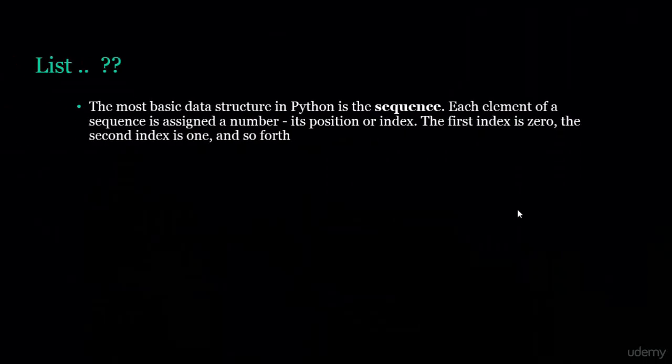What's a list? The most basic data structure in Python is a sequence. Each element of a sequence is assigned a number, its position or index. The first index is 0 in all Python structures, the second index is 1, and so forth.